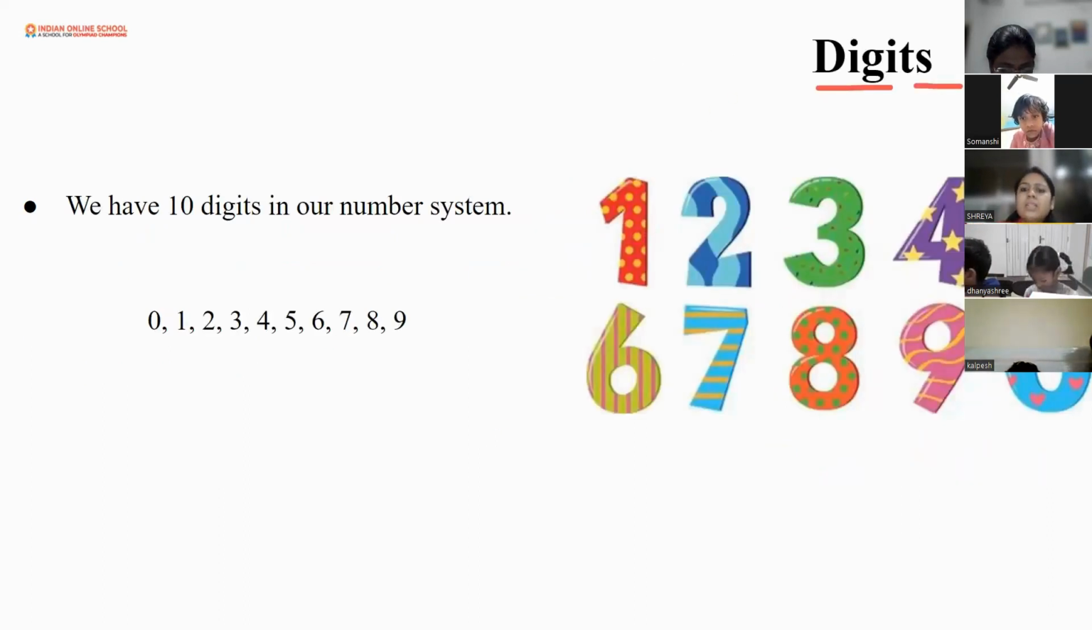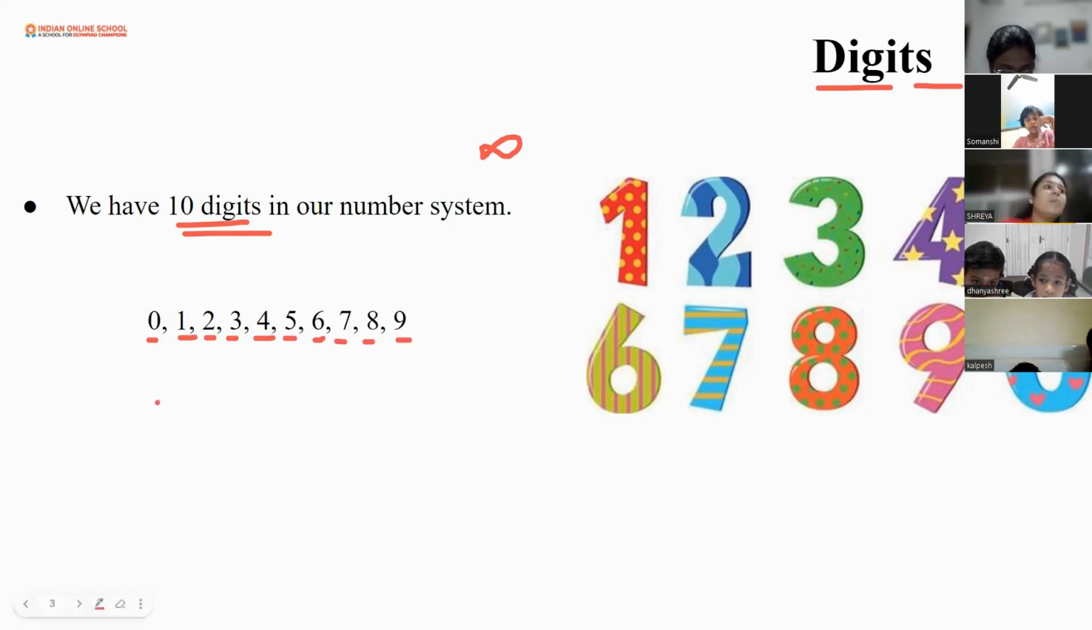Next, digits. So these are the digits. Although, students, let me tell you, there are infinite numbers, but still, there are only 10 digits that make up all the numbers. That is 0, 1, 2, 3, 4, 5, 6, 7, 8, and 9. For example, if you have to make 19, that's not a separate digit. 19 is made of two digits, that is 1 and 9. If I have to write 100, 100 is made up of digits 1 and 0.